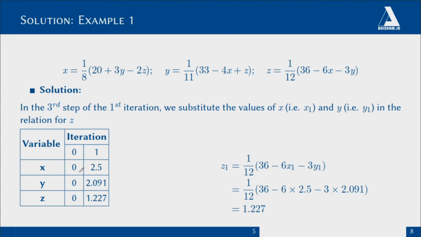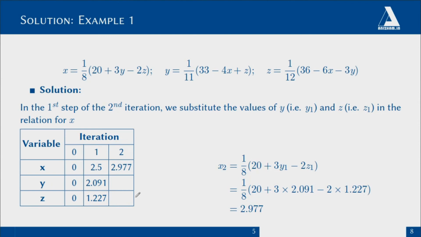Now in the last step, that is the third step of the first iteration, we substitute the values of x1 and y1 in the relation for z. The relation for z is 1 by 12, 36 minus 6x minus 3y. x1 here is 2.5 and y1 is 2.091. By substituting these values, we obtain the value of z1 as 1.227, and that value is inserted in this cell of the table, that is the value of z in the first iteration. Now we move on to the second iteration.